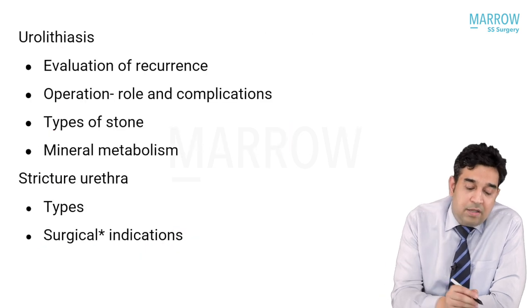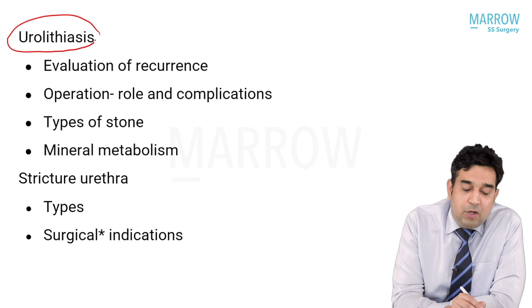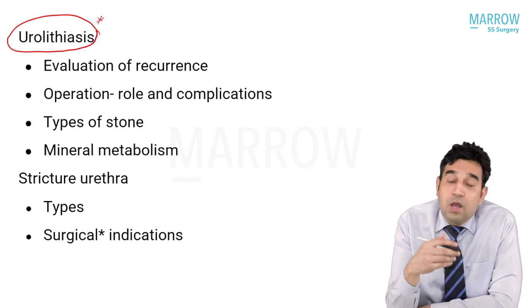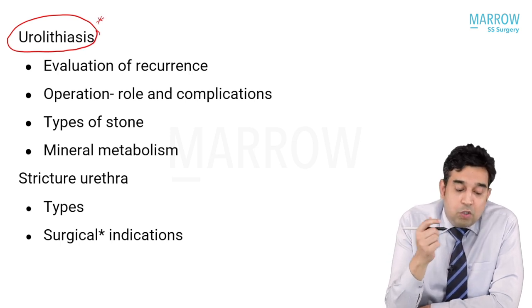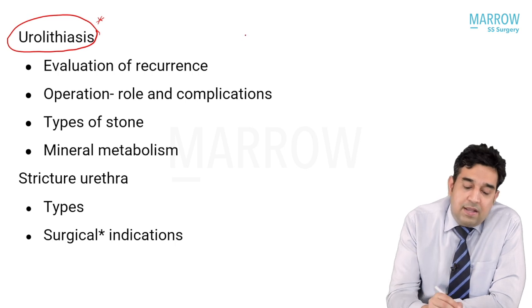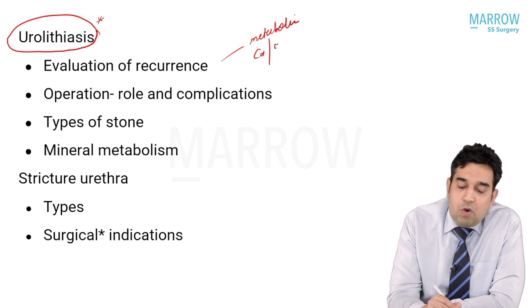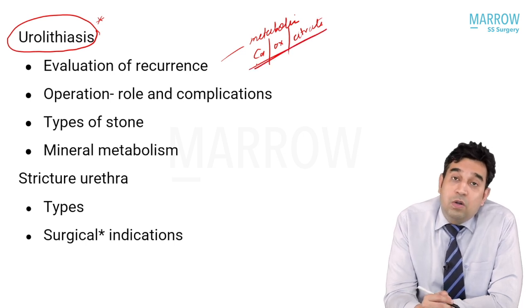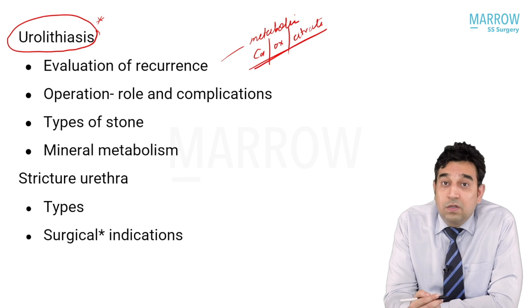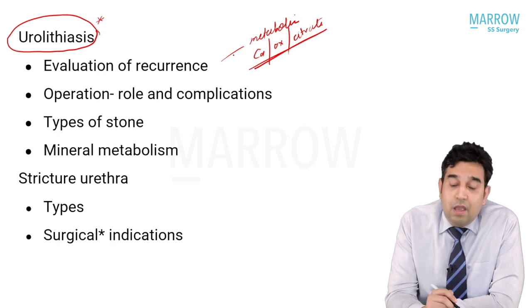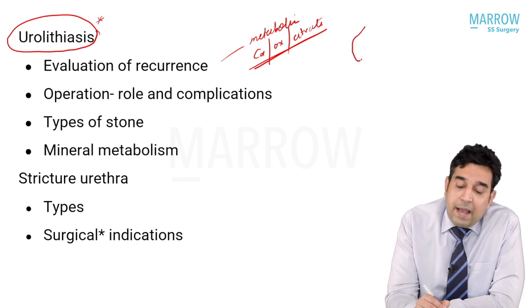Also going ahead, urolithiasis is a very, very high yield topic, because here again a lot of questions come around the values. So we should know how to evaluate for the recurrence, the metabolic profiling. We should know about all the important ions, the calcium, oxalate, citrate, their values. They should all be quite clear. And basically, how do we say that this is the reason of stone formation? That should be clear. We should know what are the various types of stones that form, what are the chemical compositions.